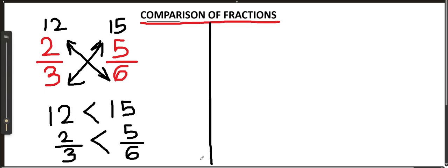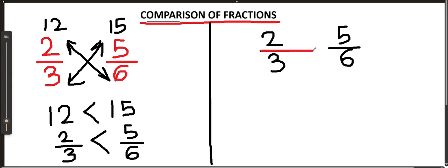What is the other way to compare a fraction? I am going to show you with the same example. I have 2/3 and 5/6. The other way in which we can compare a fraction is by making the denominators equal, which we have already studied in the previous lesson of addition and subtraction of fractions. When we made the denominators equal, it was much easier to add and subtract the fractions. So we are going to turn this into a much easier fraction, okay?